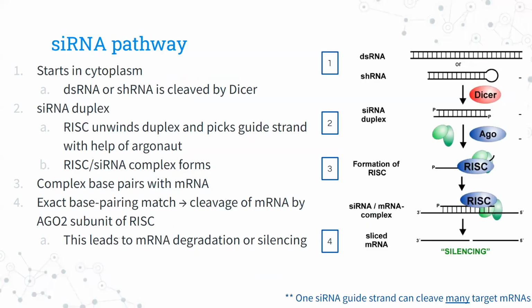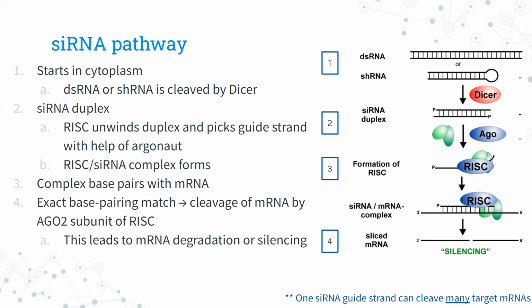So this is the pathway. It starts in the cytoplasm because it is not in the nucleus. It is exogenous, it's just going to go into the cell. And so the dsRNA or the shRNA is going to be cleaved by Dicer. Upon that happening, you have an siRNA duplex, which is just a processed dsRNA. And then RISC is going to go in and unwind that, and then pick one of the two strands to act as the guide strand. Again, they're complementary, so they basically serve the same purpose, but it's for mRNAs that have the exact opposite strand.